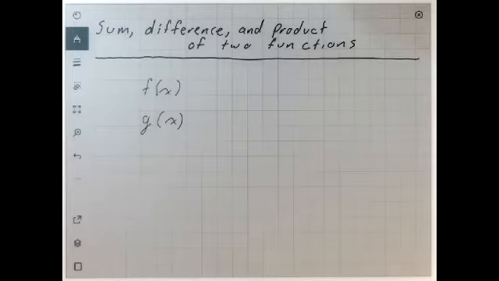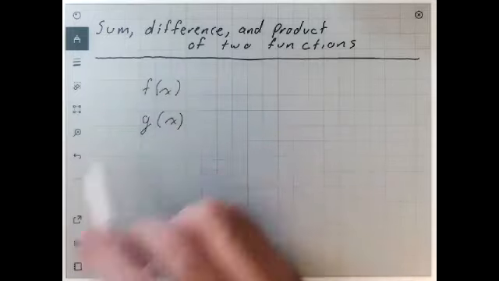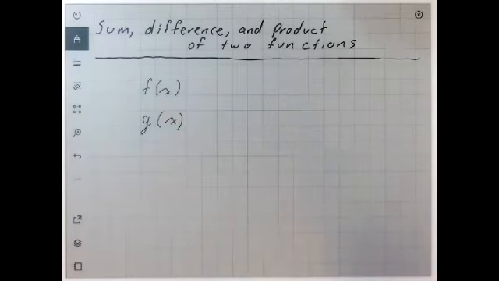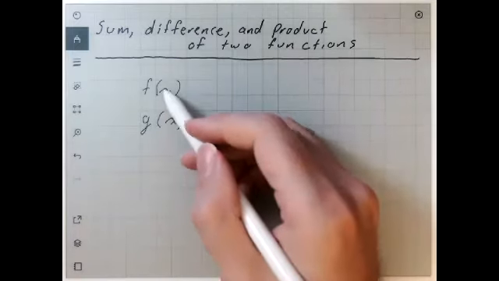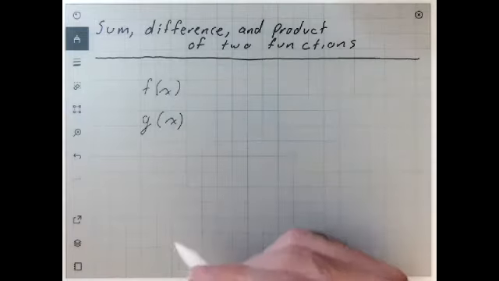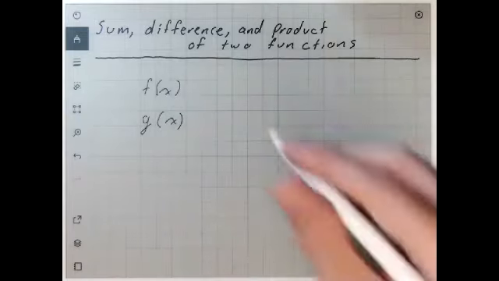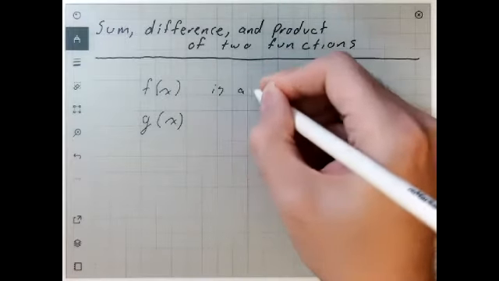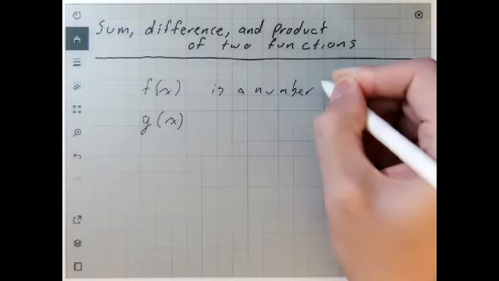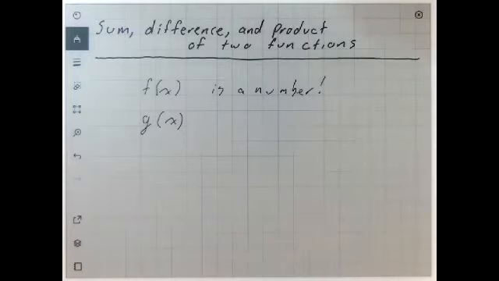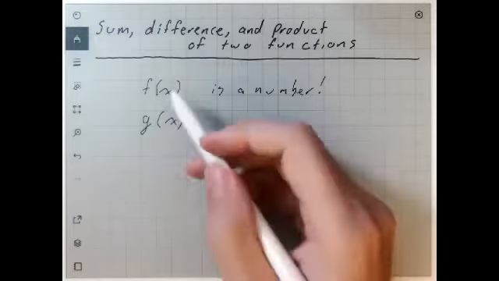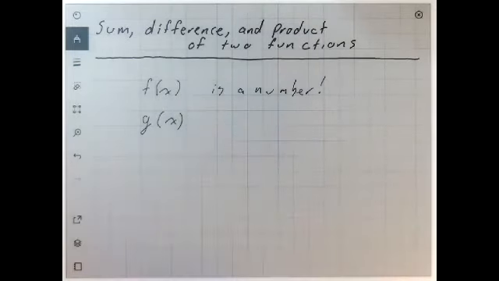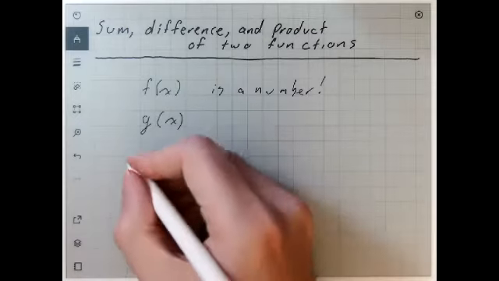But in another sense, f of x is a placeholder for a real number. Once you choose a value of x, you turn it into the function, it spits out a number. So the function f of x can be treated as though it were a real number. And so if we have a real number called f of x and a real number called g of x, we can do things with those the same as we do with any other real number.